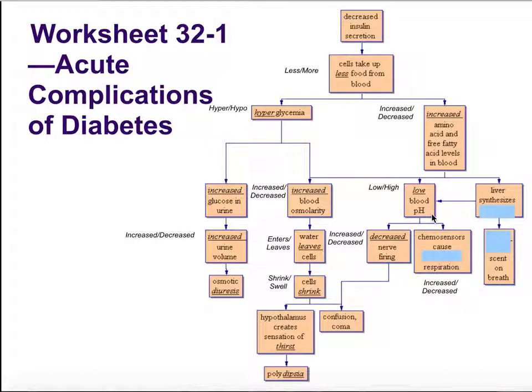And if you have low blood pH, if you're too acidic, your chemosensors will try to restore your body pH by increasing respiration to try to breathe out the CO2. And if you have a lot of amino acids and free fatty acids in the blood, but not getting into your cells, your liver will synthesize ketones. And this also goes into not enough glucose in the blood. Ketones are ketoacids, and so that will also contribute to the acidic pH. And having ketones or ketoacidosis actually causes your breath to smell sweet and fruity.